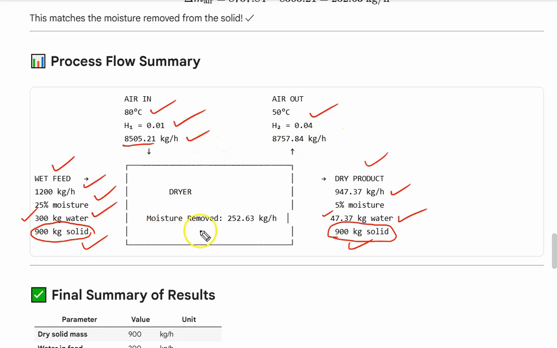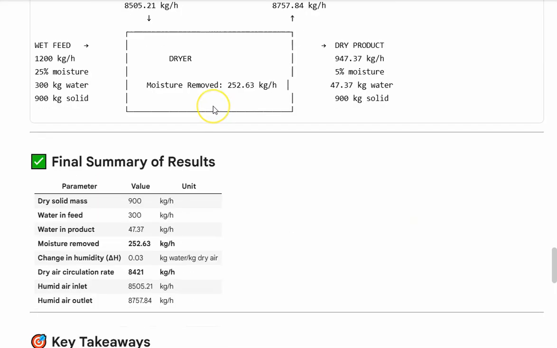So moisture removed means moisture added to the air is 252.63. So moisture removed is 252.63 kg per hour, that will be picked up by the air. Now here is the final summary.